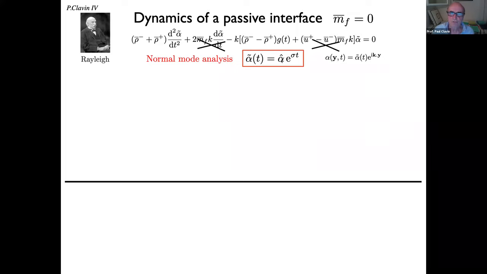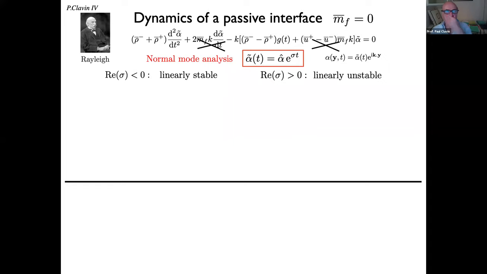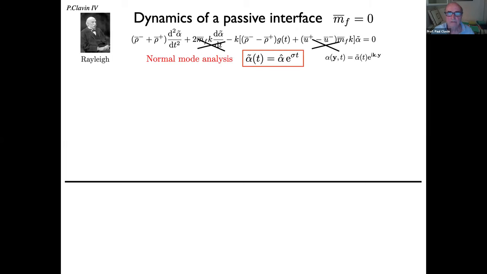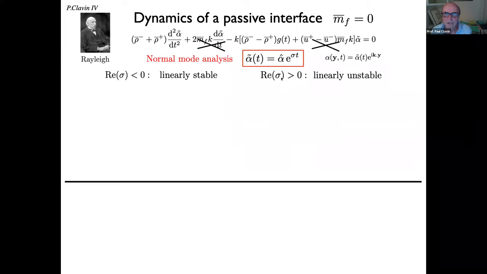This is the evolution of the amplitude. This is the initial amplitude, and this is the evolution. And you look for such a solution in such a way that when the real part of sigma is negative, any initial disturbance vanishes at the end, and when the real part of sigma is positive, any disturbance is amplified exponentially by e to the real part of sigma times t.